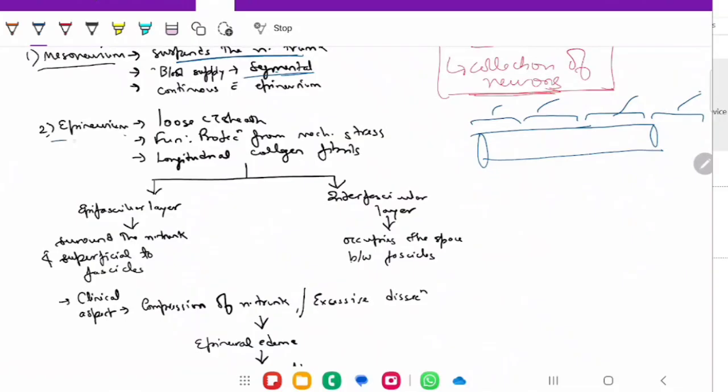What is epineurium? It is the second connective tissue layer, as we know, from outside to inside. What was the first? Meso, then epi. It is a loose layer. Its function is to protect from the mechanical stresses. This is a very important question. What is the function of epineurium? Protection from the mechanical stresses.